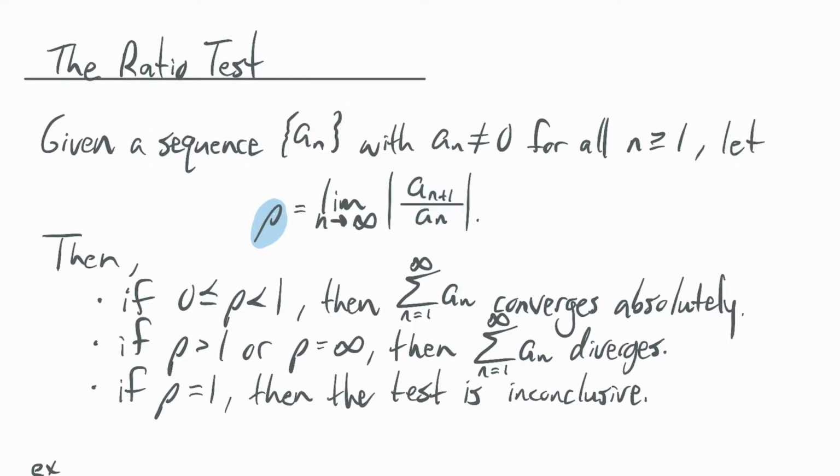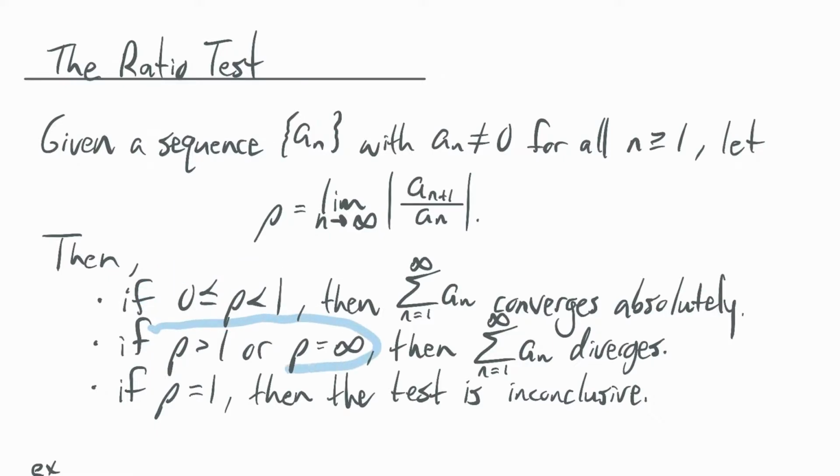In essence, you're looking at, from term to term, do the terms get smaller, and do they get smaller consistently as you go along? Basically, smaller in size because of absolute value. So if rho is between 0 and 1, not including 1, then the series, as n goes from 1 to infinity of a sub n, converges absolutely.